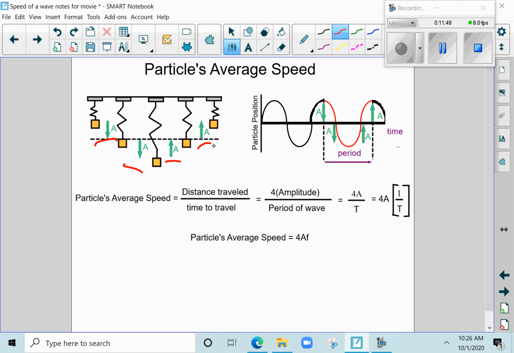So a particle's average speed is always 4 times the amplitude divided by the period, which is also the same thing as 4 times the amplitude times the frequency. Wavelength has nothing to do with the particle speed, because there is no wave really. It's just an illusion of all the particles moving back and forth.